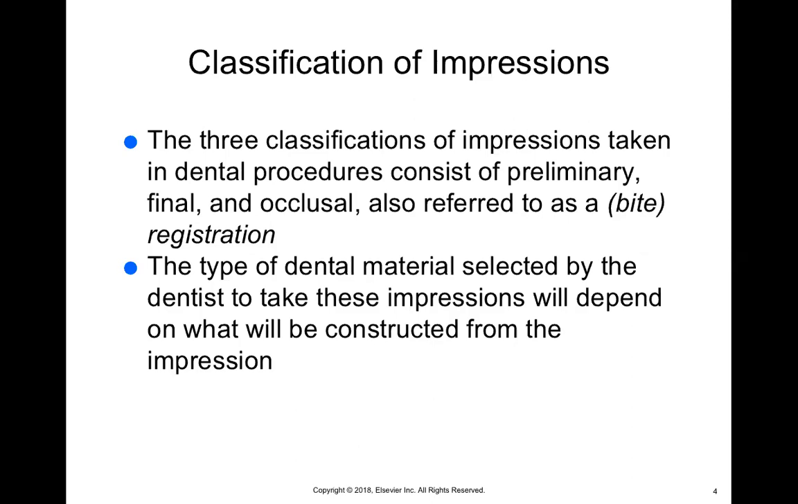And then for each of these different types of procedures, whether it's preliminary, final, or occlusal, they all use different materials. So we would not use alginate for bite registration, but we also wouldn't use bite registration for a preliminary impression. So you have to think about what type of impression you're taking for this patient, and that will lead you to figuring out which material is going to be best for that procedure.